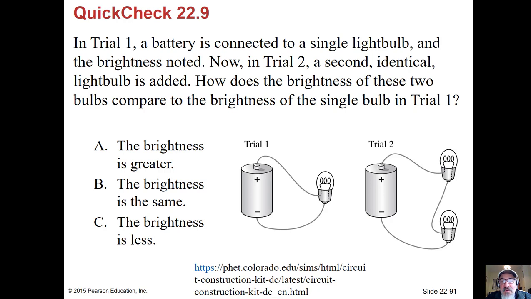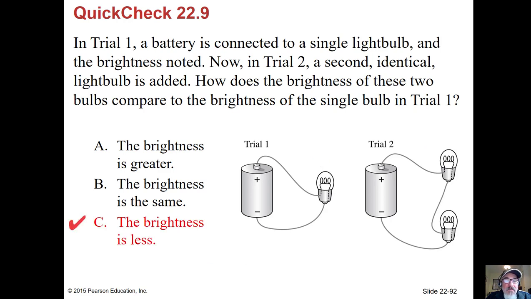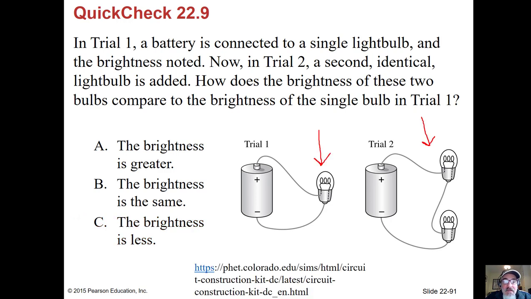Okay, so the brightness here is going to be half as bright as here. The reason is we've got two light bulbs, so it's like having two resistors connected. The battery has to power two bulbs. Here it's only powering one bulb, so the overall resistance in this circuit is twice as big as the overall resistance in this circuit. So trial 1 is going to be brighter. So trial 2 is not as bright. Okay? All right, very good.